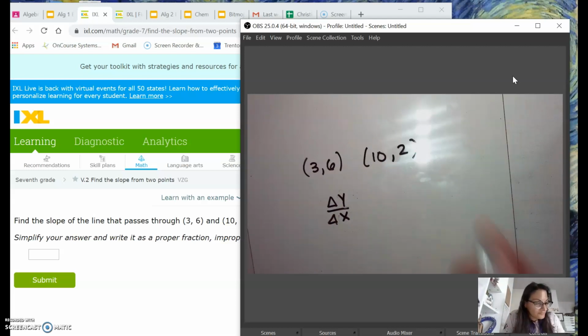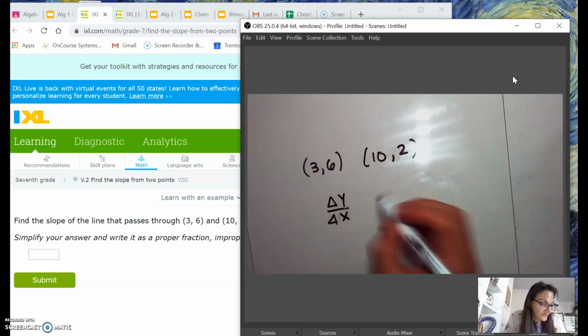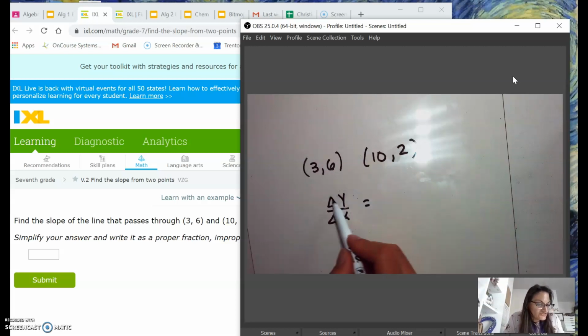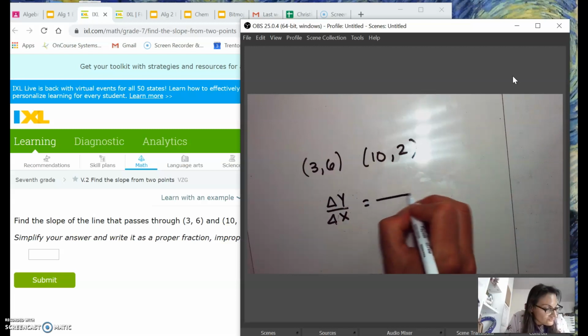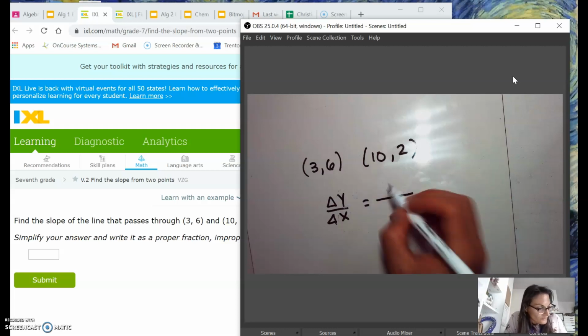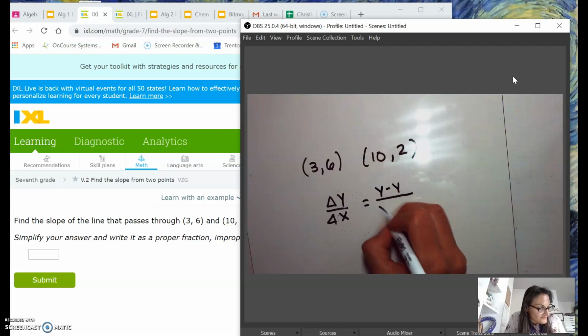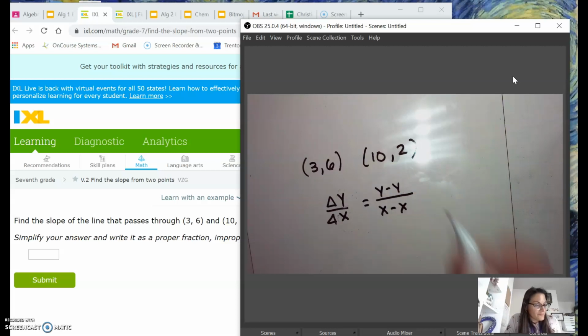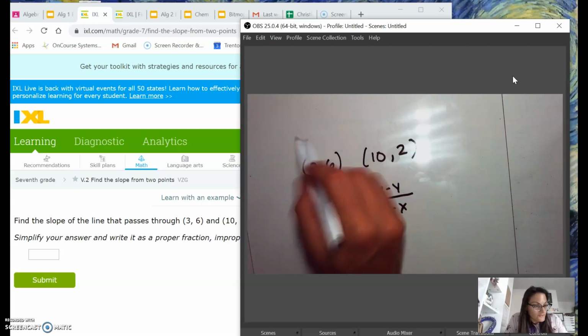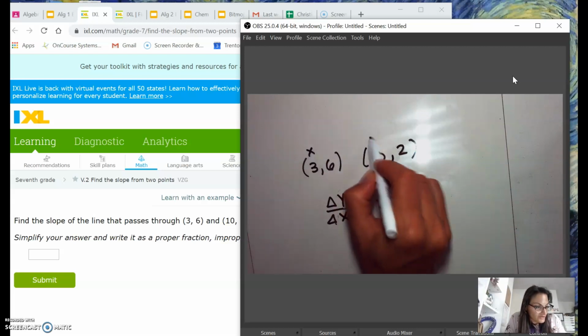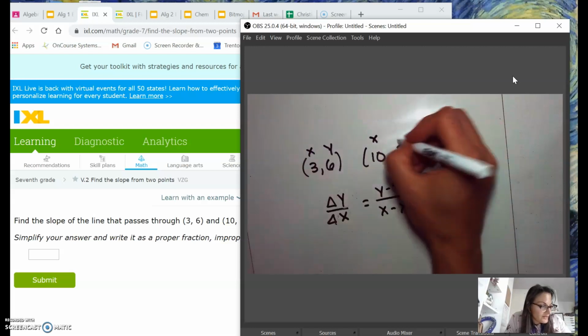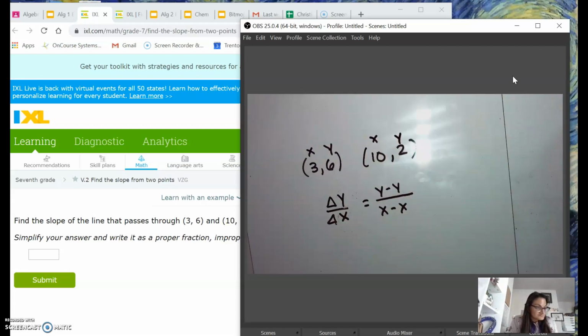Alright, so I already know which one my x's are, right? Because x comes before y in the alphabet. Change in just means that you are subtracting, okay? So it just looks like whatever my y is minus my other y, and whatever my x is, subtract my other x. It doesn't matter which way you do it as long as you go the same way. So this is an x, this is an x, this is a y, and this is a y.